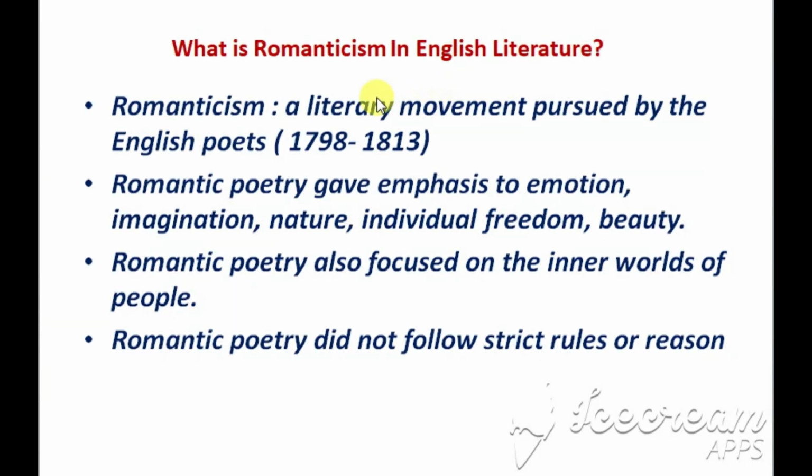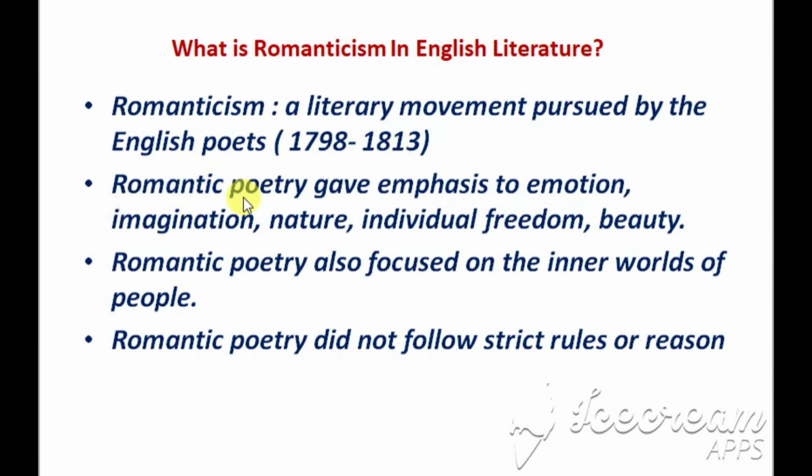So first we will see what is romanticism in English literature. What is romanticism? It is a literary movement and it was pursued by the English poets. It started in 1798 and it continued until 1830.